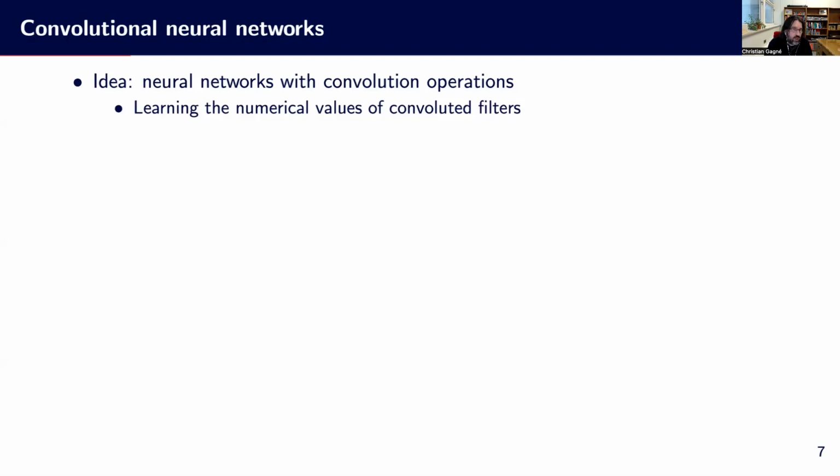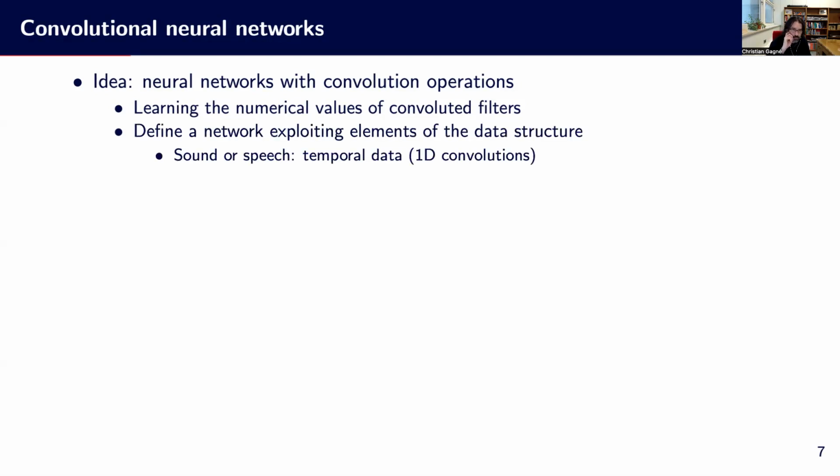So basically, the neural network will aim at getting the right numbers in the convolution filters to achieve good performance for classification. So we will define a network that is exploiting elements of the data structure. For sound and speech, which is basically a temporal 1D signal, we can apply 1D convolutions. And so there are convolution networks in 1D that are good to process such a signal.